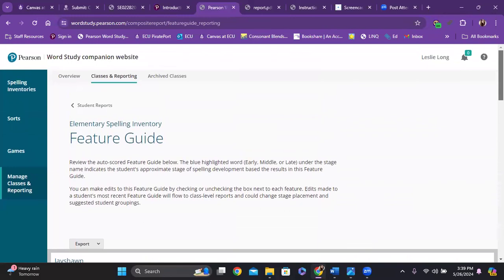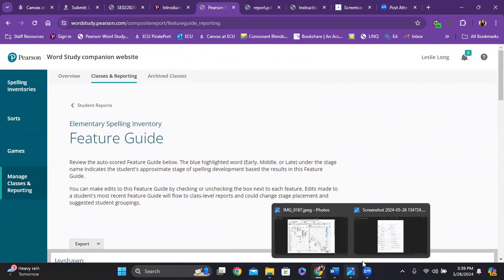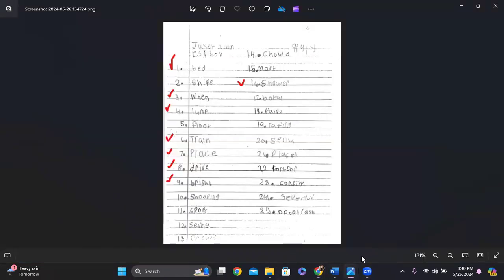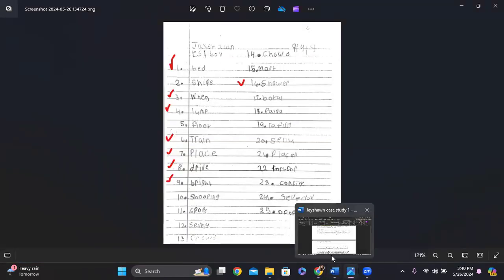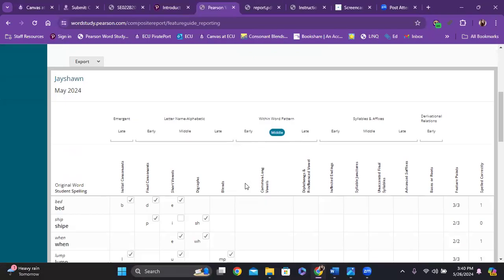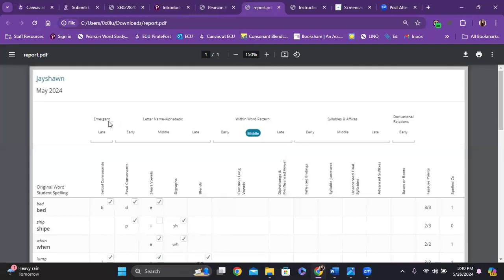right here. So what I did was I came to the Word Study Companion website, went to manage classes, created a class, put his name in, and then entered in his spelling the way he spelled it on this sheet. And that gave me this, which you can see a little better here, which put him in the same category I put him in.